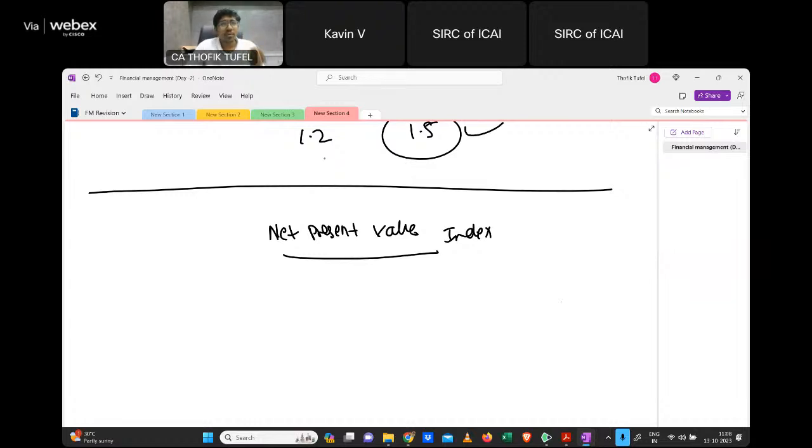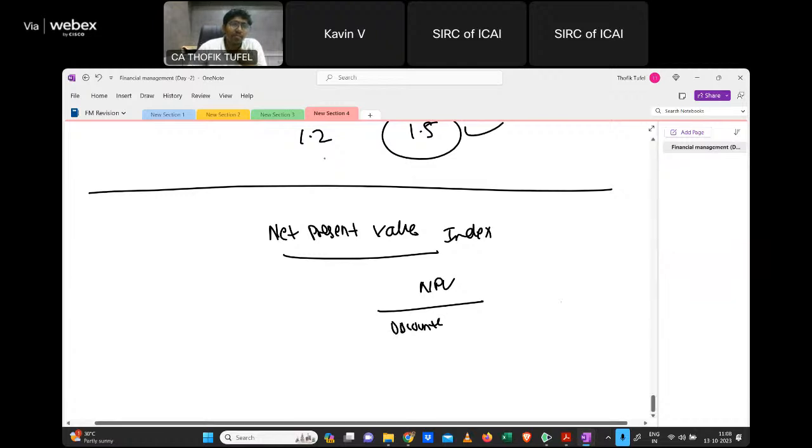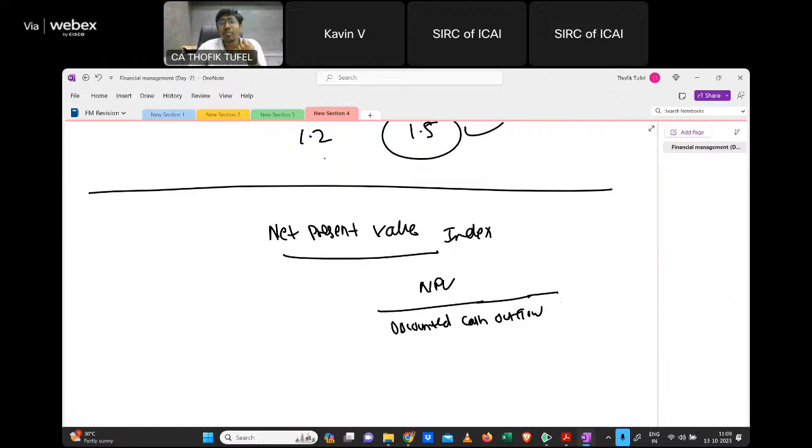What is net present value index? Instead of cash inflows, they are directly doing NPV, which means discounted cash inflow minus discounted cash outflow, divided by discounted cash outflow. That is the net present value index. So net present value index more than 0 is good: more than 0 accept, less than 0 reject. There, more than 1 accept, less than 1 reject. Here, more than 0 accept, less than 0 reject.